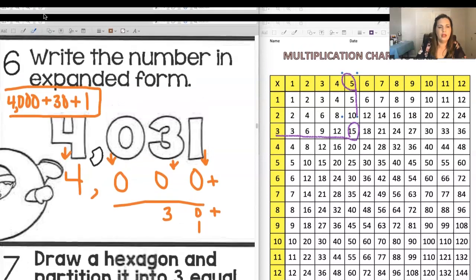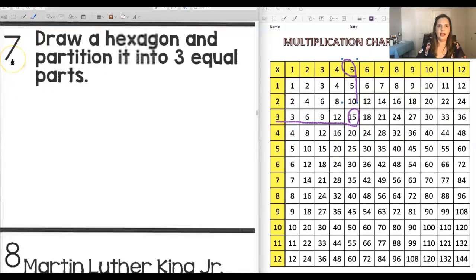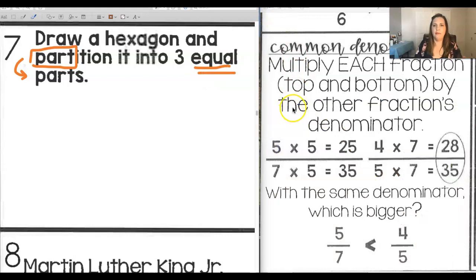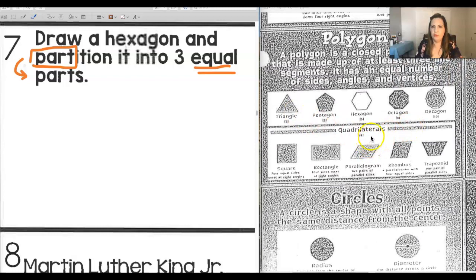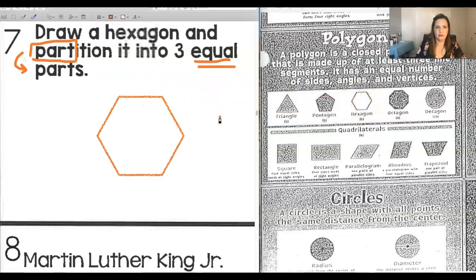plus 1. Number 7, draw a hexagon and partition it into 3 equal parts. Remember, partition just means to put it into parts. But they want 3 equal parts. They have to be equal. Let's go up and remember what a hexagon looks like. You have a little paper on your homework to help you. This is a hexagon. It is a shape with 6 sides. Here is my hexagon. I need to divide it into 3 equal parts.